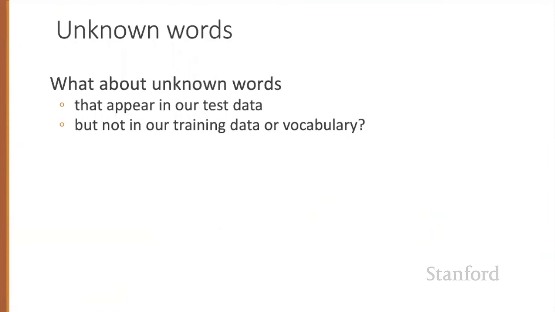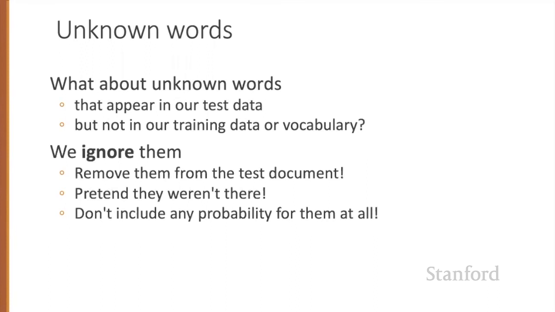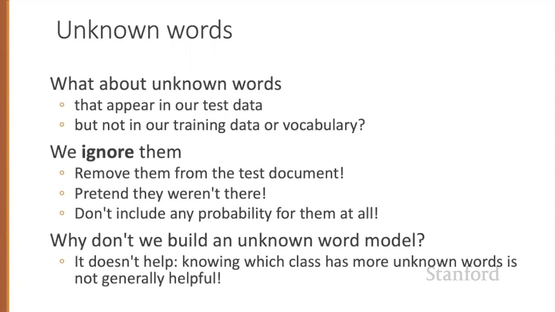What about unknown words that appear in our test data, but not in our training data or vocabulary? We ignore them. That is, we just remove them from the test document, pretend they weren't there. We don't include any probability for them at all. Why don't we build an unknown word model? Well, it turns out it doesn't help. If you think about it, if I had a probability for the unknown word that was some kind of unknown word probability, and class A had 5 unknown words and class B had 7, well, we're just really adding in this probability 5 times for class A and 7 times for class B, and knowing which class has more unknown words is not generally helpful in choosing the right class.